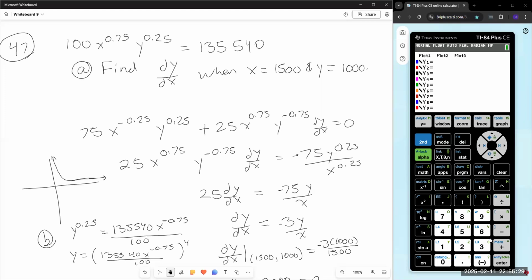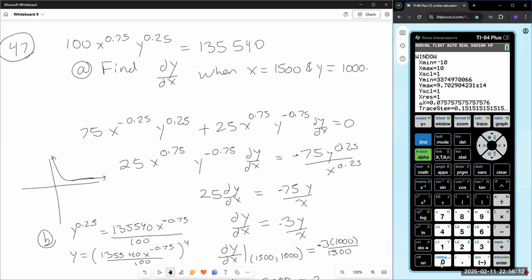So y equals, let's get a fraction here. And this needs to be in parentheses so that I can raise it to the fourth power in a minute. So this is going to be 135,540 x raised to the power of negative 0.75, and there's going to be a 100 in the denominator. And this is going to get raised to the fourth power. And I'm going to try and zoom fit.